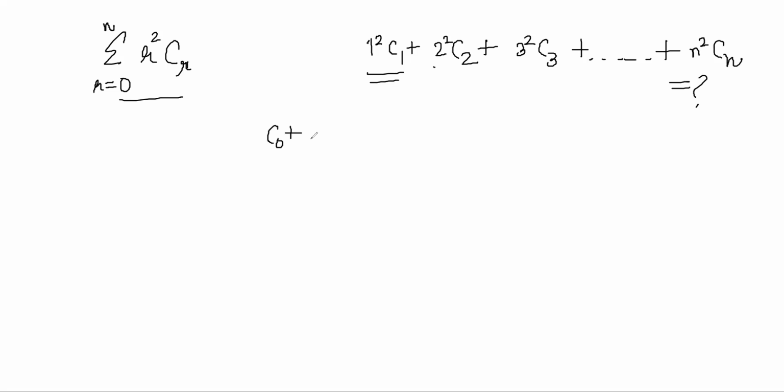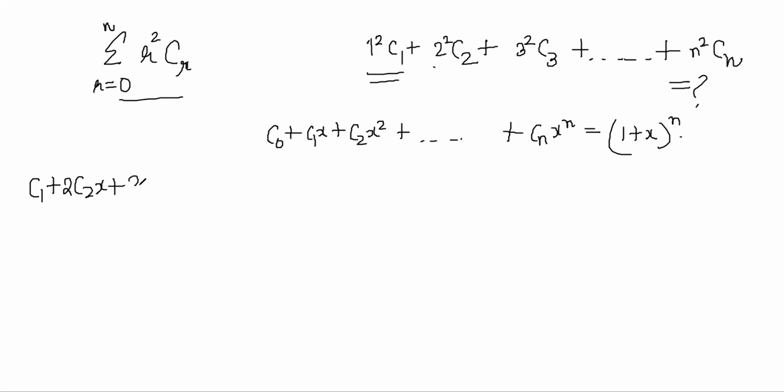Yeah, so we have C0 plus C1x plus C2x square plus up to Cnxn is equal to 1 plus x power n. And we know how to do C1 plus 2C2 plus 3C3, right? That is a simple derivation. C1 plus 2C2x plus 3C3x square and so on plus nCn, that is equal to n into 2 power n minus 1, when you put x is equal to 1, right? So that was basically n into 1 plus x to the power n minus 1.